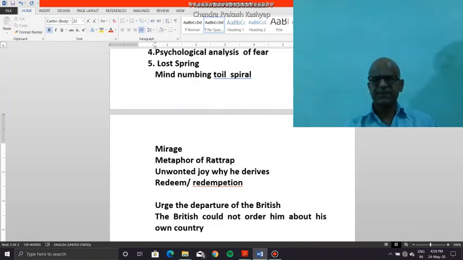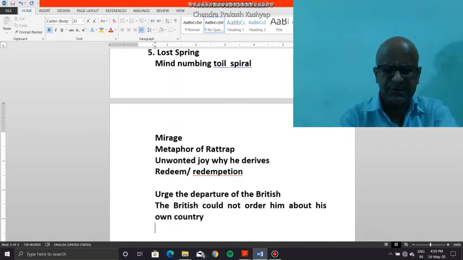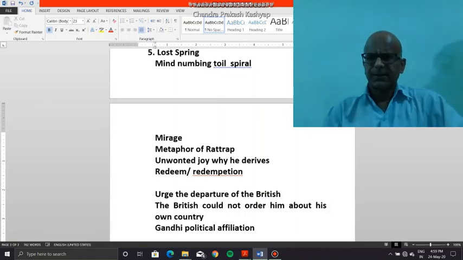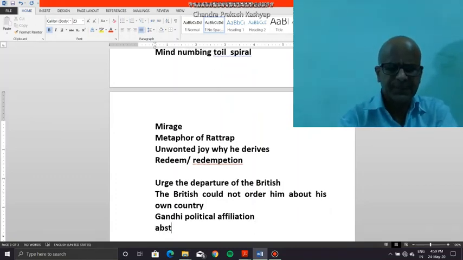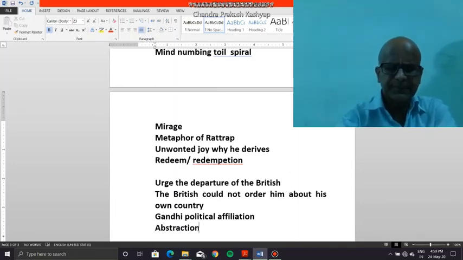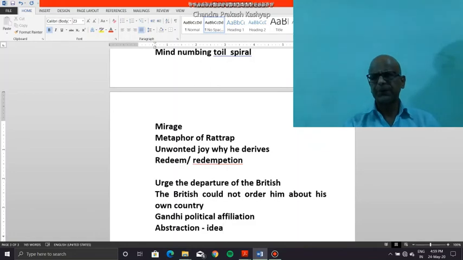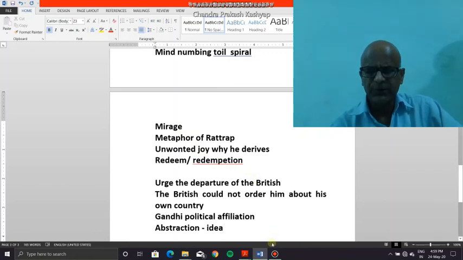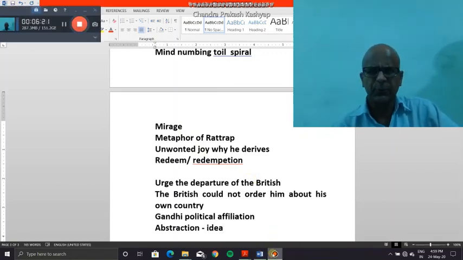These are important facts, and the most important, Gandhi's political affiliation. How for him no particular abstraction, which basically means an idea, how any one political philosophy or abstraction or idea did not find favor with Gandhi, and what his political philosophy was. These are all very important things.